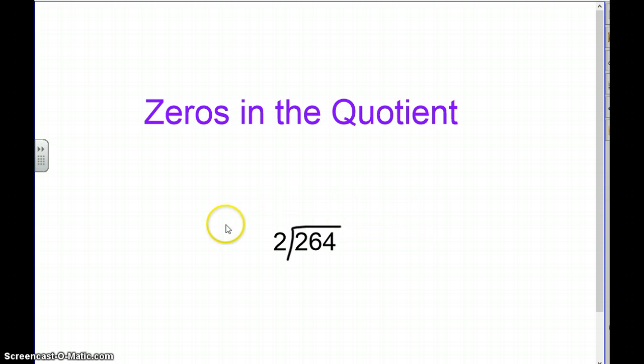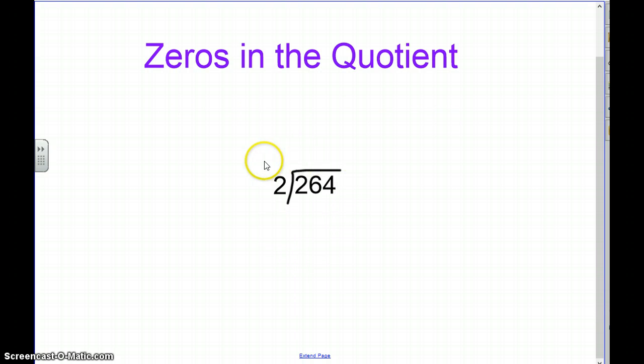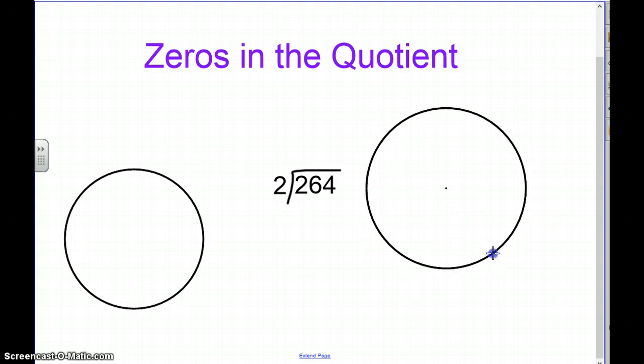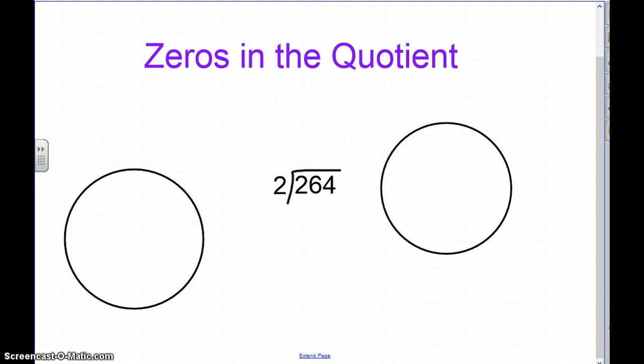So this is not an example of that, but I wanted to talk about division in general just really quickly. So here's an example of a division problem, 264 divided by 2. What we're trying to do in this problem is take this whole number, 264, and divide it into 2 equal groups. So we're dividing the hundreds place into 2 groups, the tens place into 2 groups, and the ones place into 2 groups.